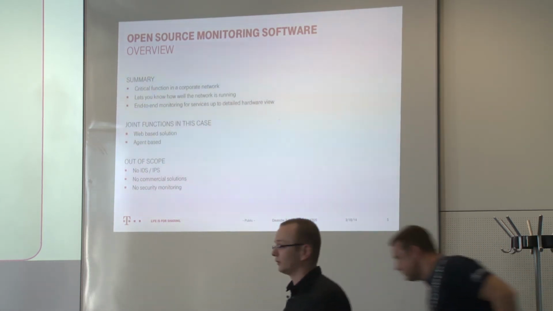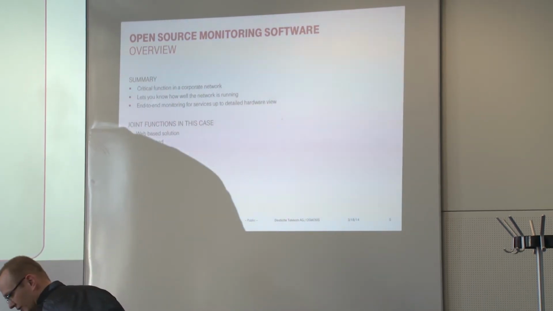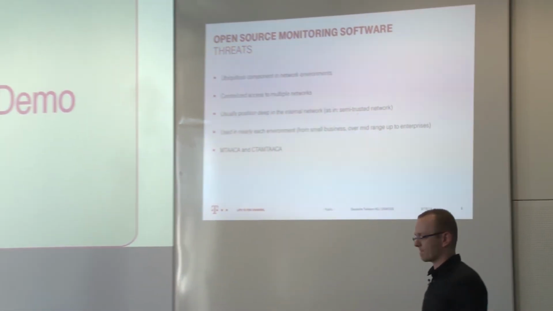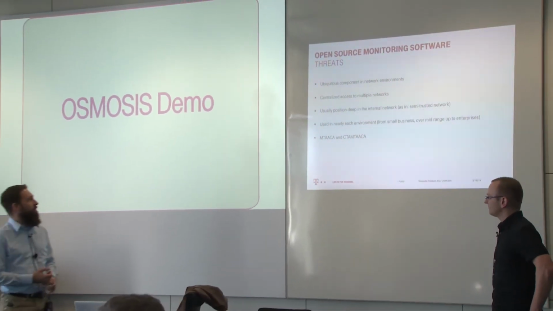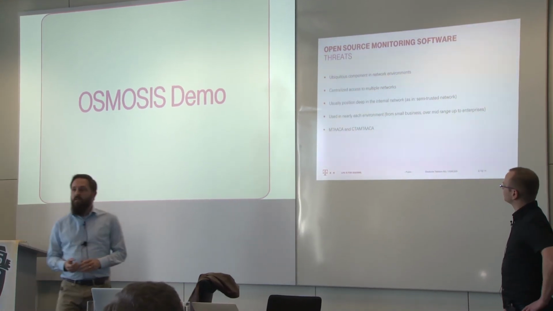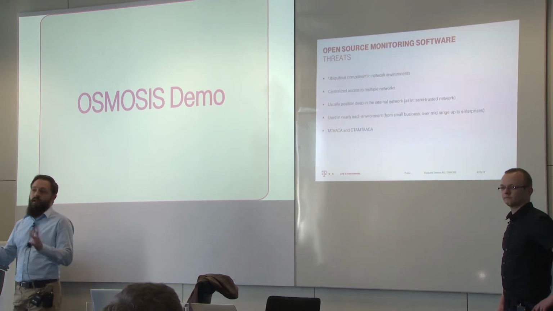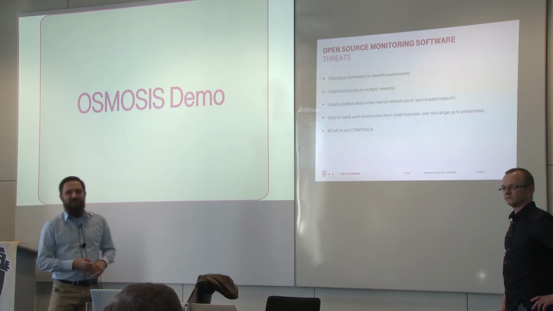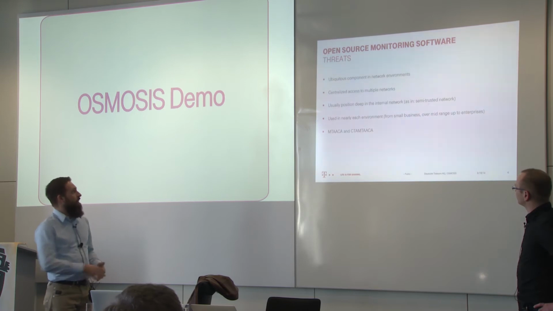Out of scope are security monitoring tools, commercial tools, also intrusion detection and intrusion protection tools. Well, what are the threats to open source or general monitoring software as we use them in networks? Apparently, first of all, it's a ubiquitous component. You see them everywhere. I guess all of you have some kind of means of monitoring in a network. Might be something like Bro, which is more or less security networking, but anyhow. But also Nagios, Cacti, things like that. I guess you've all heard of them. You see them actually everywhere.